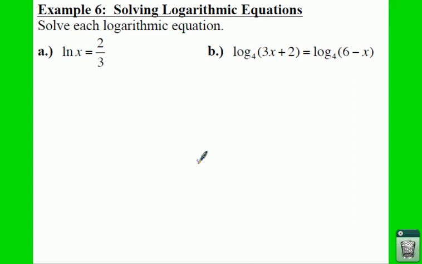Example 6a, you have to add e to both sides. Whoops. And then that cancels out, so then you're left with x equals e to the 2/3. And then you plug that in your calculator and you get x is equal to 1.9477.